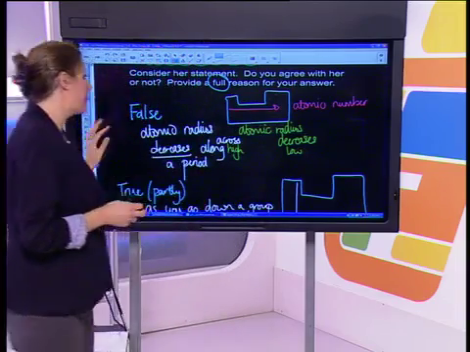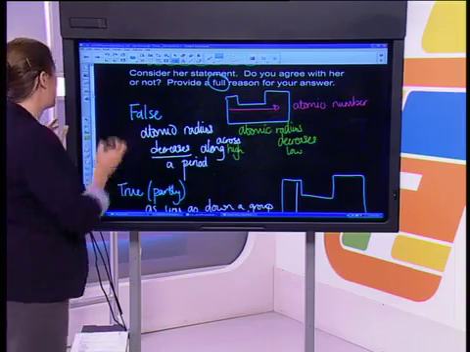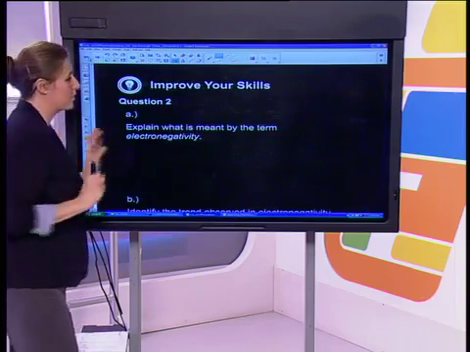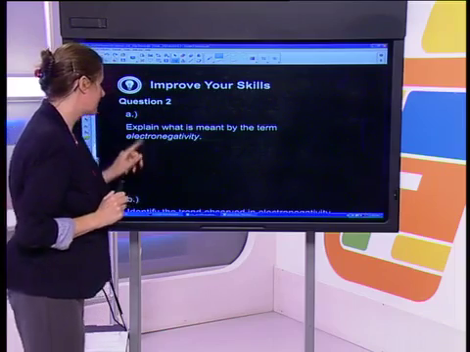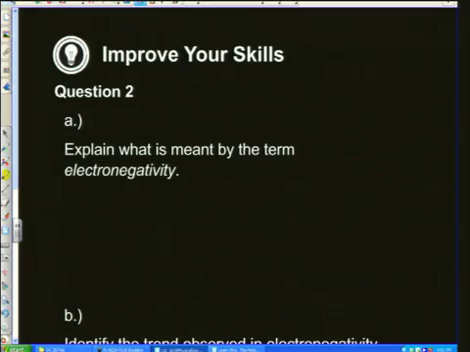Okay, I want us to spend a moment and go back and answer one or two more of these, to improve your skills. Explain what is meant by the term electronegativity. Electronegativity is a new word, a new phrase. It refers to the pull of an atom on a shared pair of electrons.